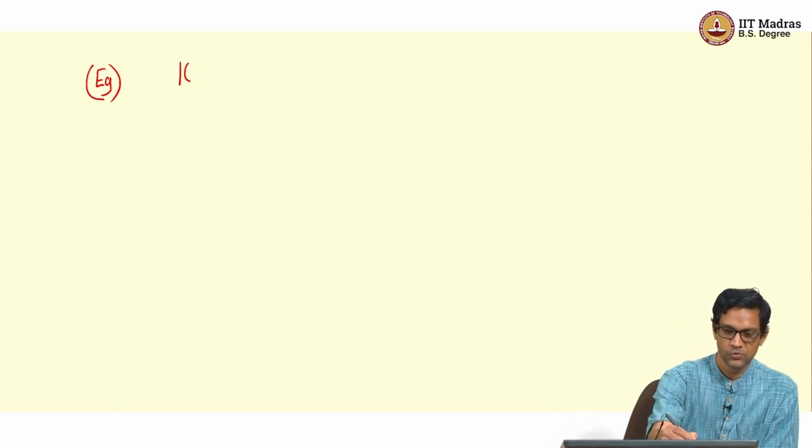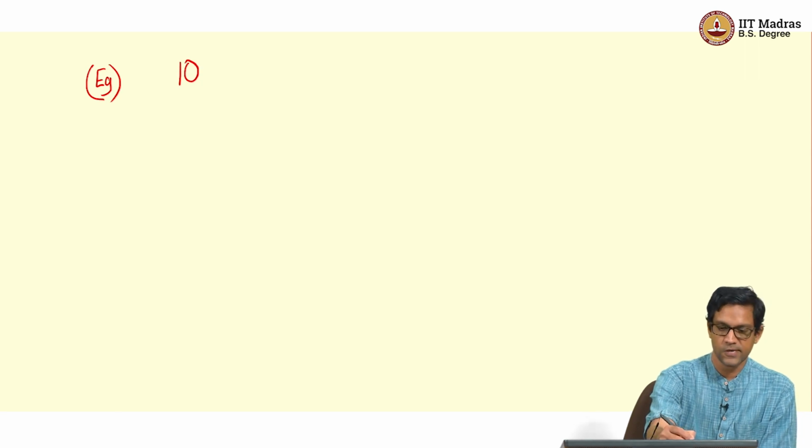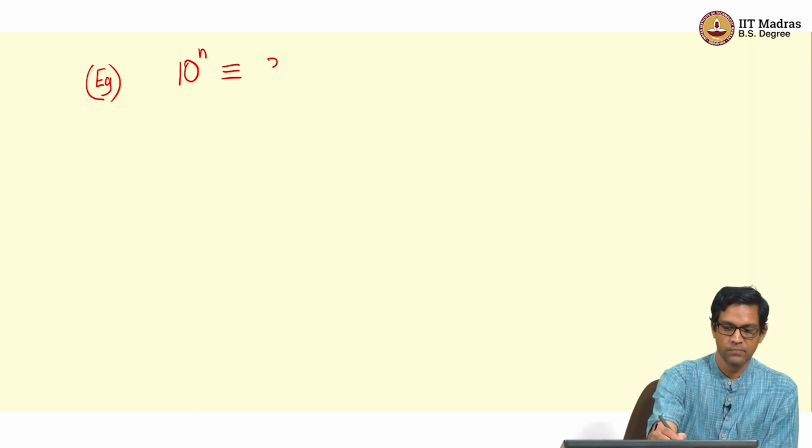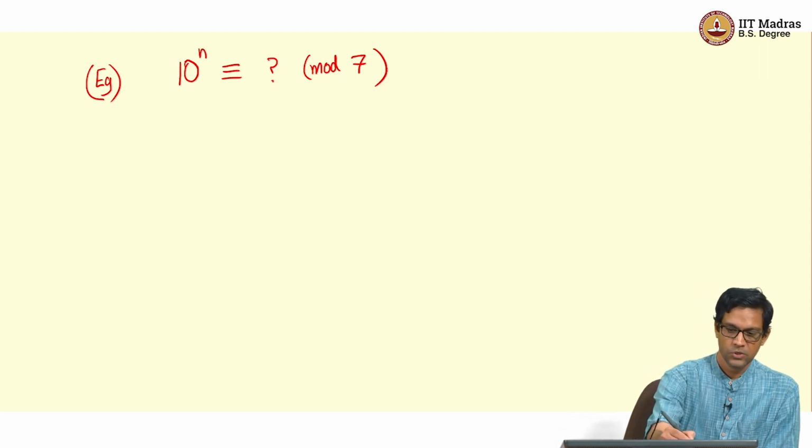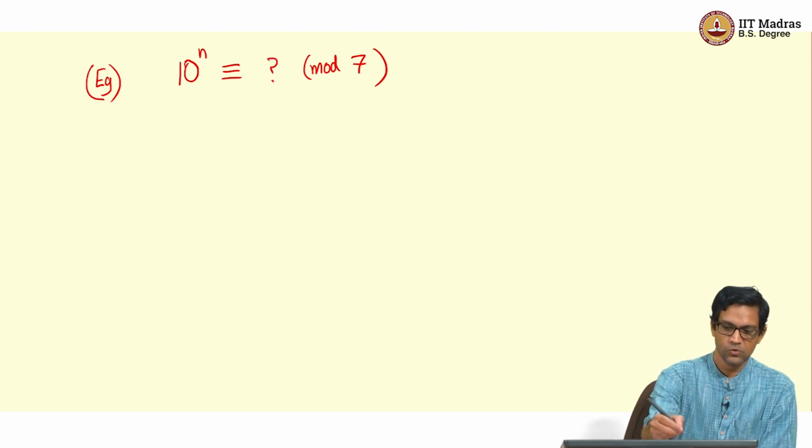Or when we were talking about Fermat's little theorem, we were asking: what do you get when you take different powers of 10 and divide them by 7? What are the different remainders you get? So, 10 to the power n, what can you say about the remainders on division by 7? Let us see how to do this quickly using our previous proposition.